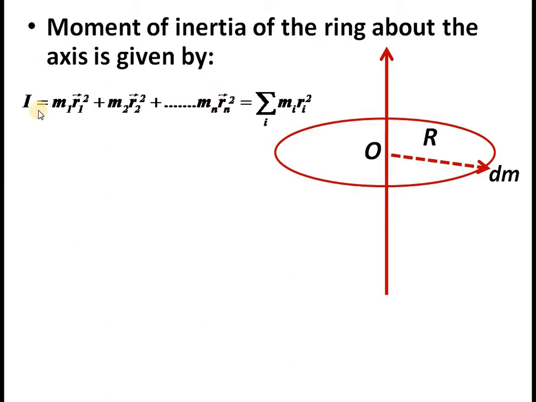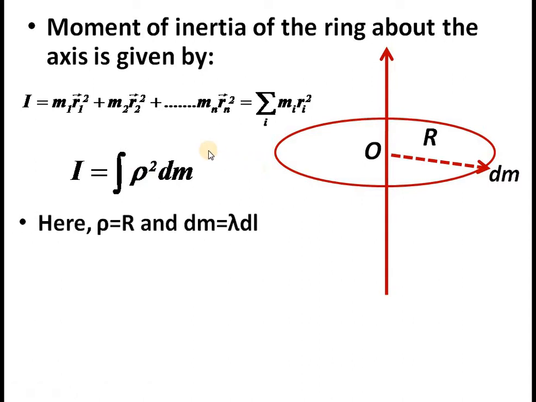For finding the moment of inertia, you have the standard equation I equals summation m_i r_i squared. But in this case, our body is a continuous body, so the summation can be replaced with an integral. So we get I equals integral rho squared dm. What is rho squared here? It is nothing but the distance to the ring from the axis. And you see each wire segment is at equal distance from the axis, so rho is constant for every segment.